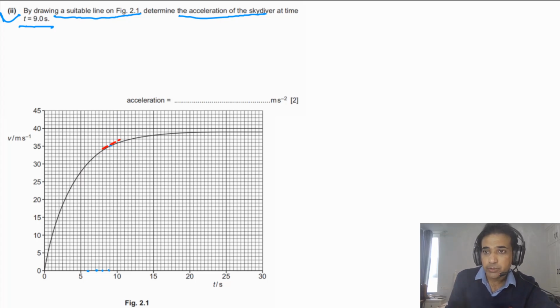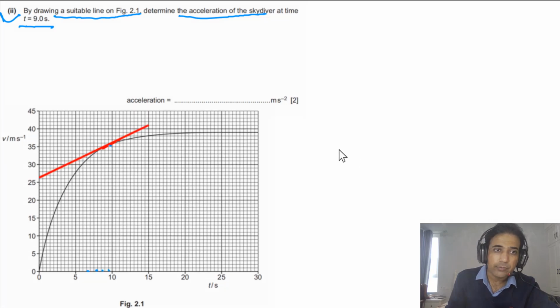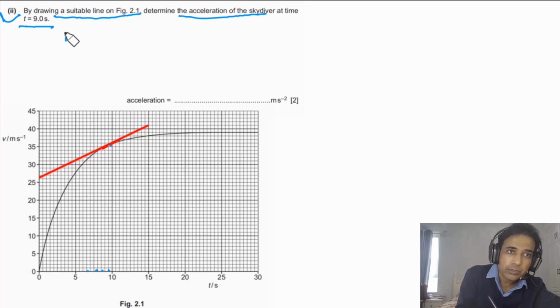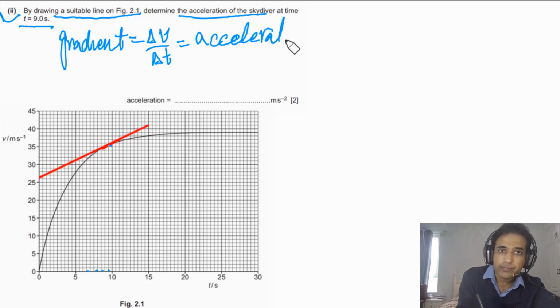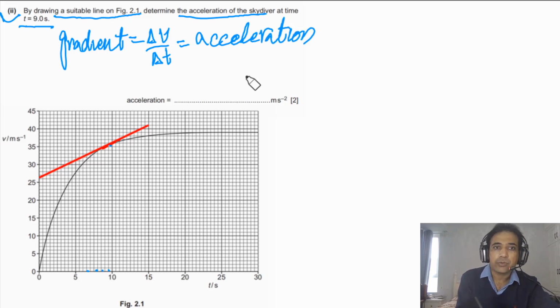I have already drawn it, so I'll show you that one. Here we can draw the tangent line. Now we need to find the gradient of this, because we have a velocity time graph, and the gradient of a velocity time graph is equal to delta v by delta t, and this is equal to acceleration. So what is the gradient of this?